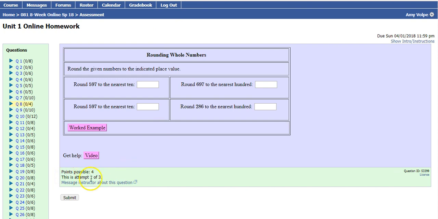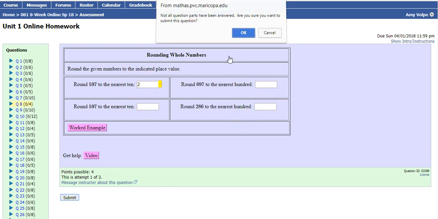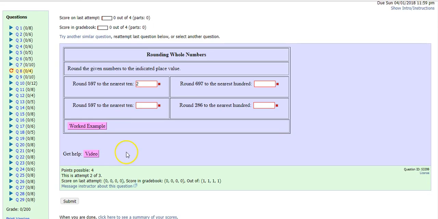Now notice here it says this is attempt 1 of 3. I'm just going to put in a wrong answer and click submit. If you don't answer everything, it warns you, which is good because you want to check to see what you left out. I'm going to click OK. Notice here it says that all 4 of them are wrong, and now I'm on attempt 2 of 3.